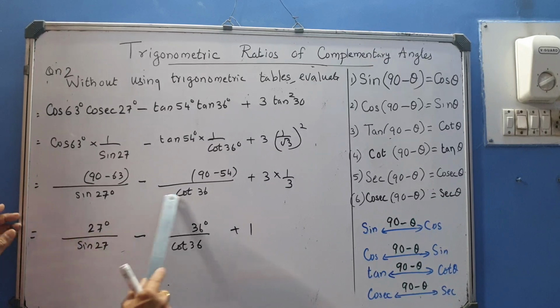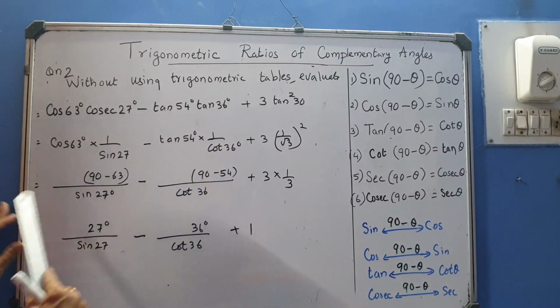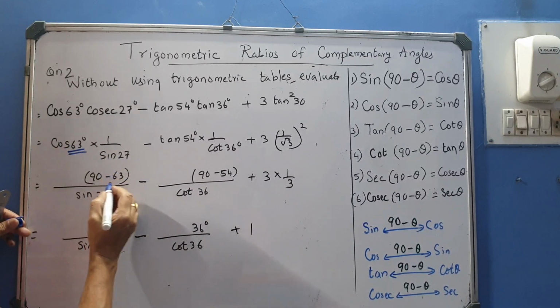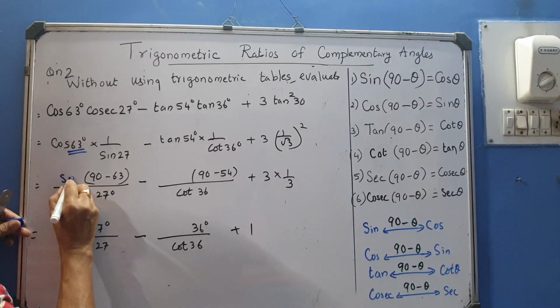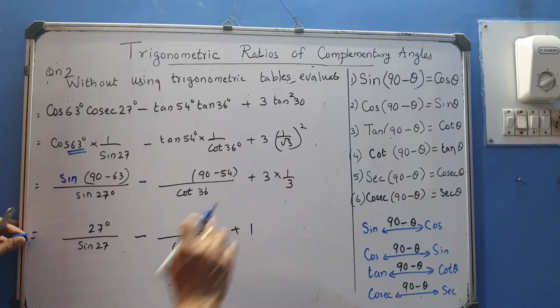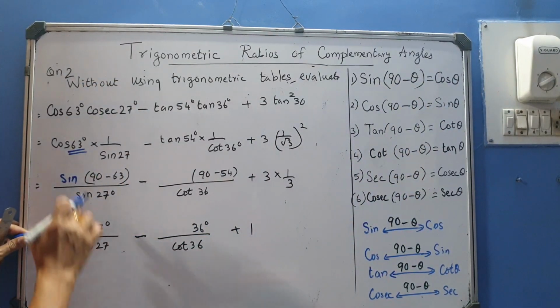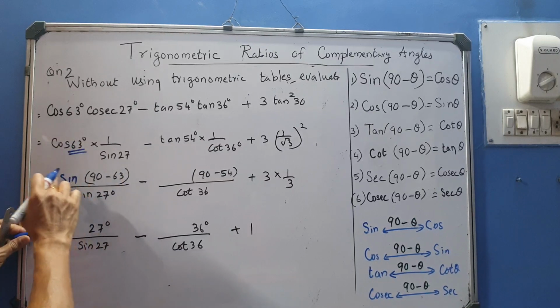So the denominator I'm keeping like that, sine 27 cot 36. Now I'm finding the complement of 63. So when you find the complement, 90 minus 63, cos will become sine, because we know that sine of 90 minus theta is cos theta. So if I find the complement of 63, that is 90 minus 63, cos will convert into sine.